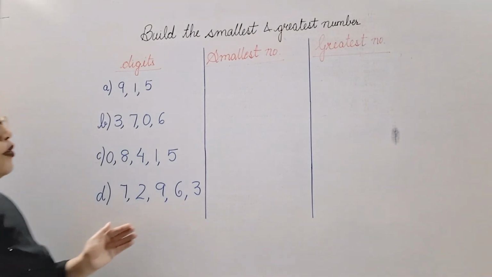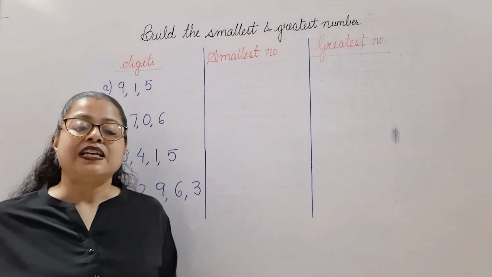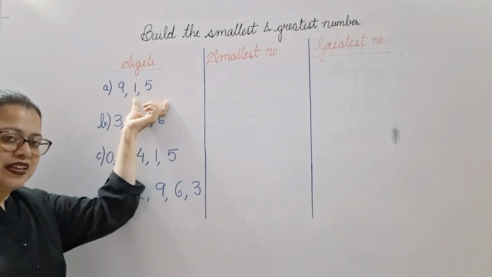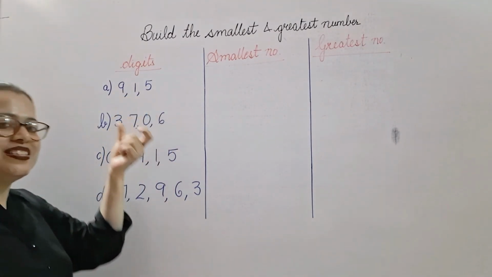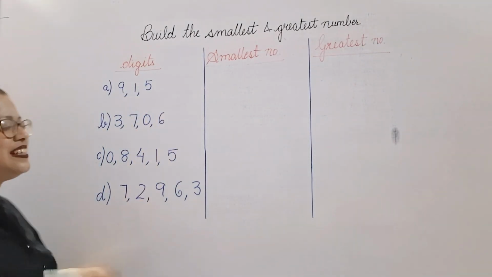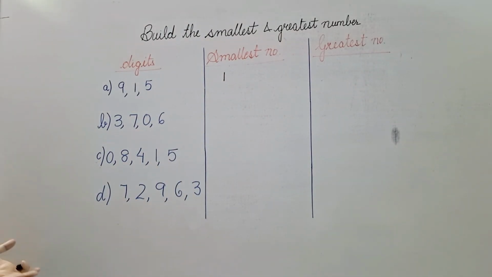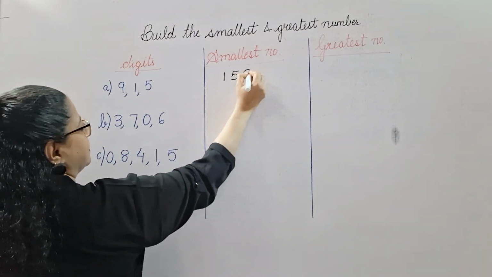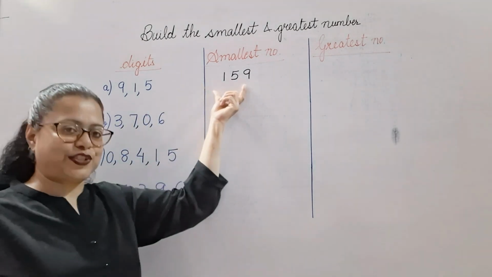For making the smallest number, we are going to arrange the numbers in the increasing or the ascending order. इन 3 digits में सबसे छोटा digit कौन सा है? 1, which is the smallest digit among these 3 digits. So I will write 1. ठीक है? Then which digit? 5. Then 9. So what is the number? 159, and this is a 3-digit number.